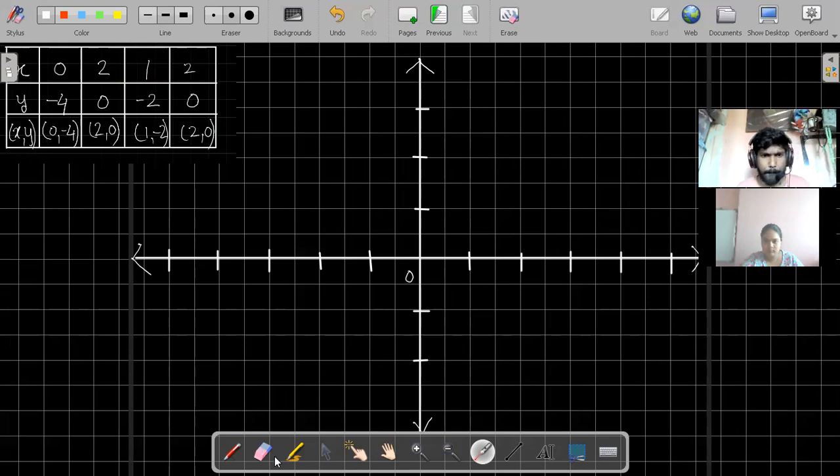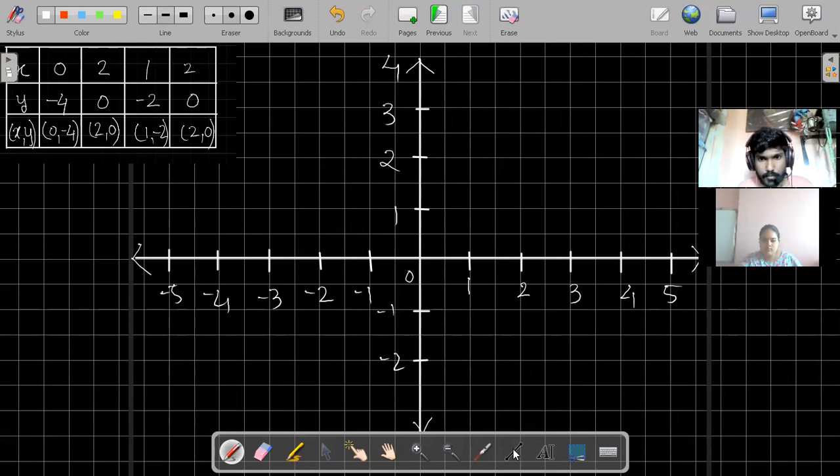This is 1, 2, 3, 4, 5. -1, -2, -3, -4, -5. And 1, 2, 3, 4. -1, -2.